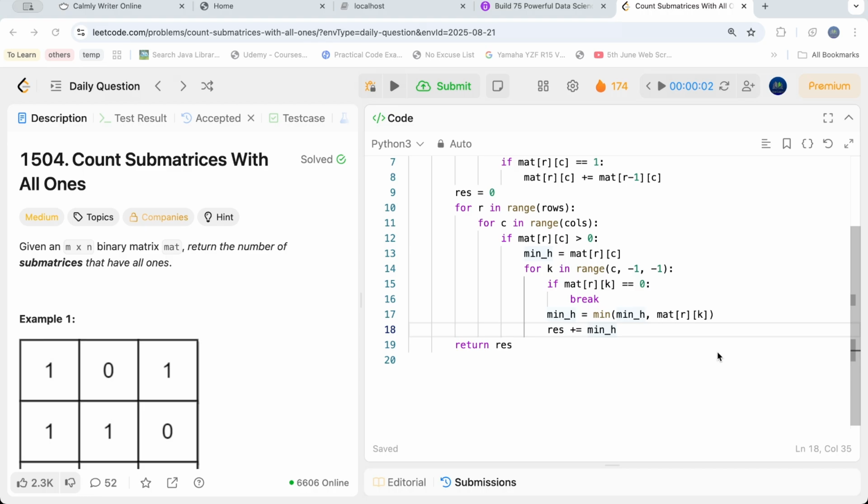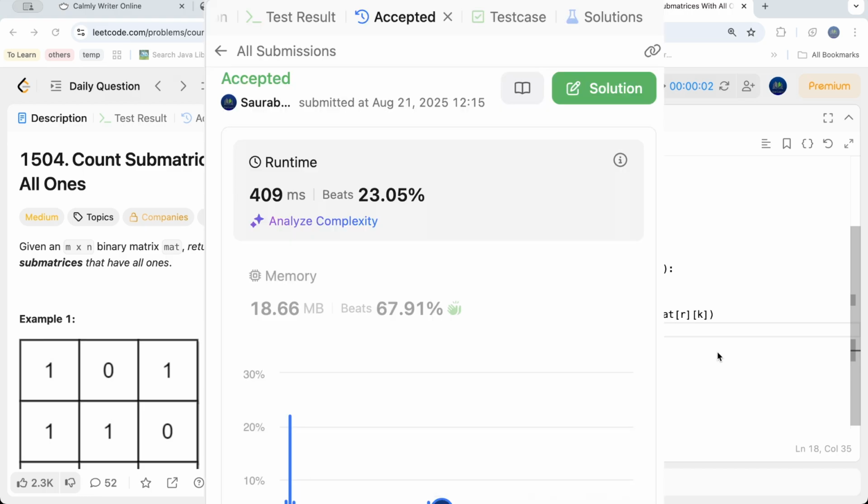That's our complete logic to solve this particular problem, and we can submit this, and this is going to pass all the test cases. So yes, you can see that we have passed all the test cases. Memory wise it is good, runtime wise it can be improved, but this is a fair solution because the input size given is not so high.